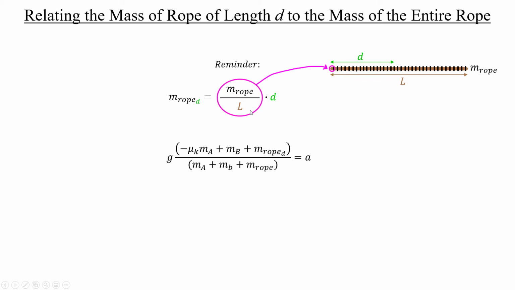And here was our previous equation for the acceleration. And the term that we want to get rid of is this mass of rope d. So let's take everything that we wrote here on the right-hand side and plug that in for the mass of the rope at length d, which looks like this.